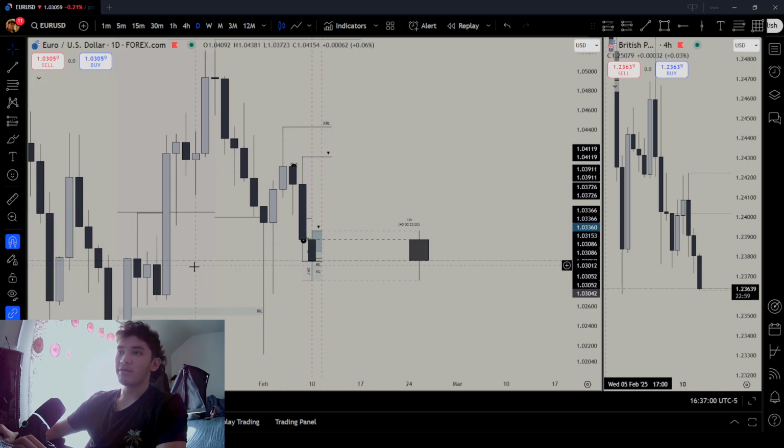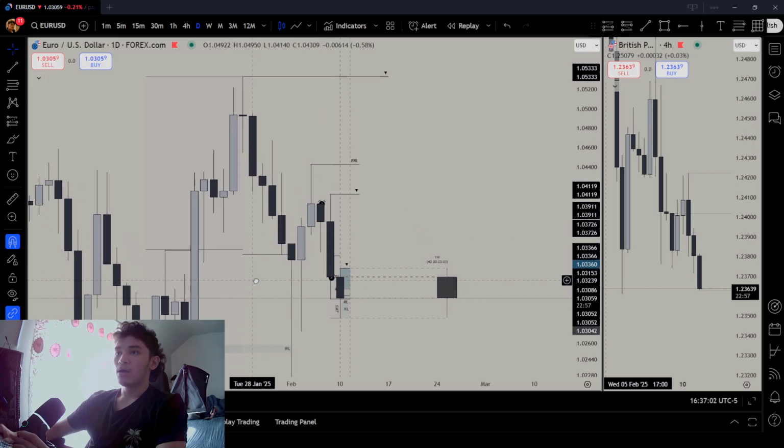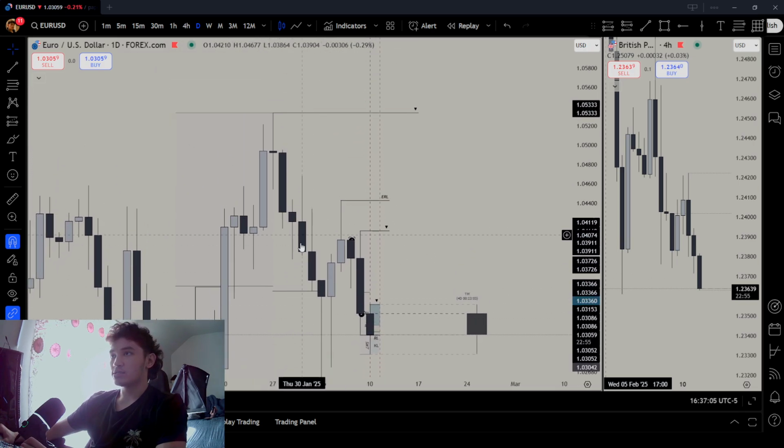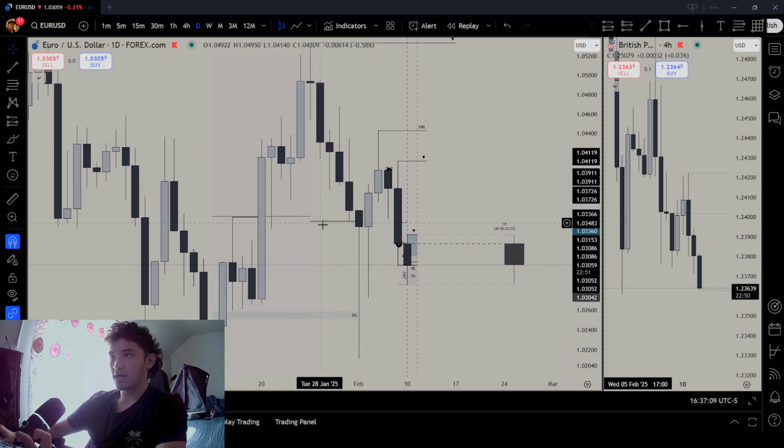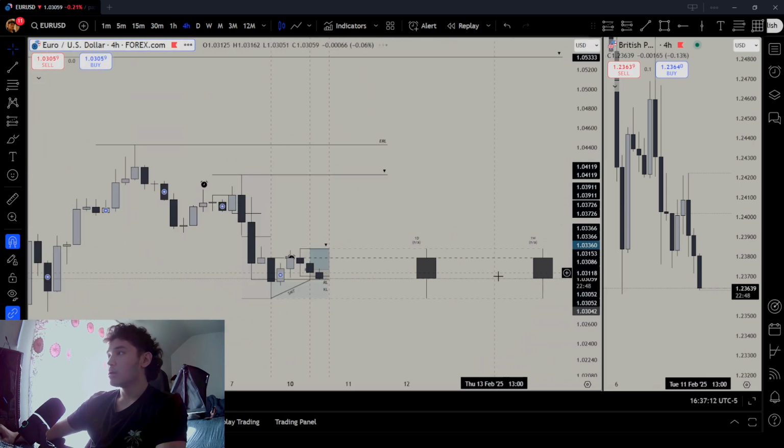What else do we have here? On the daily, we're in a discount area, so we want to buy. The daily discount area got touched, so we're going to the daily change high right over here, because you can see the market swept the low, swept the high, and made a dealing range. Go to the 4 hour time frame.